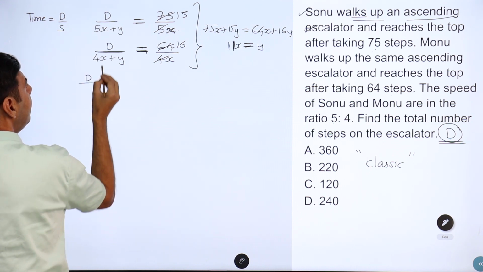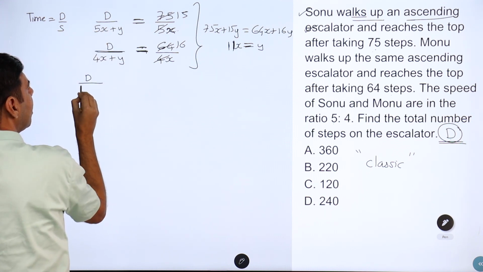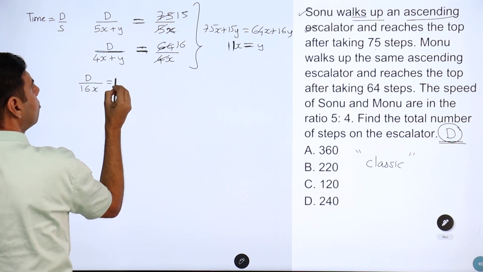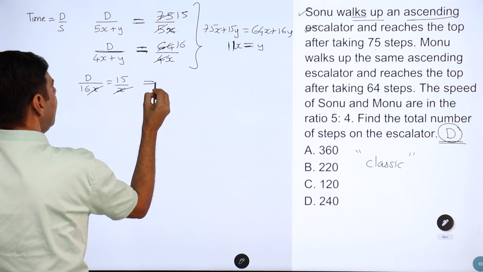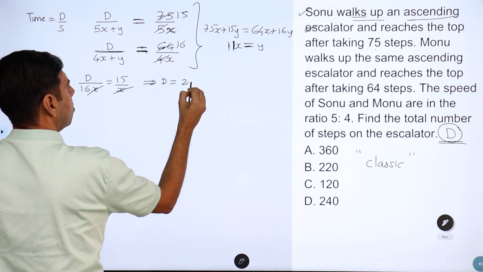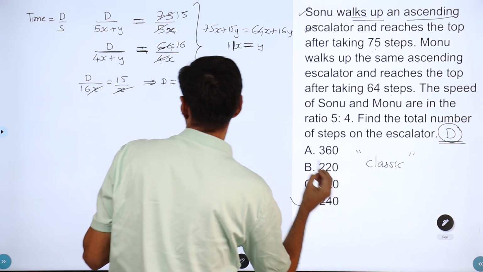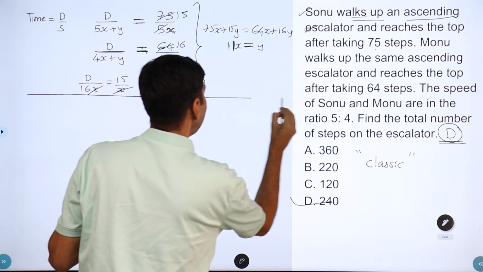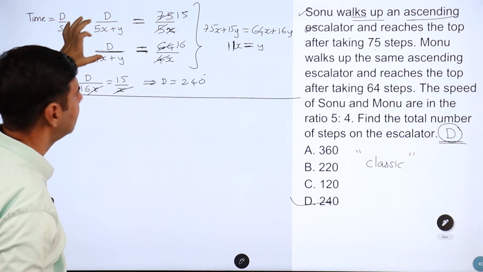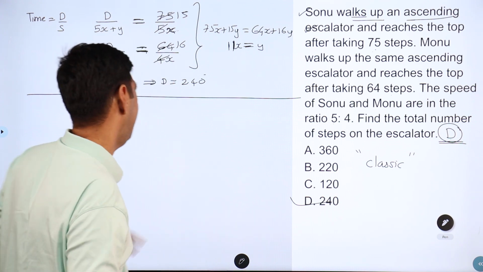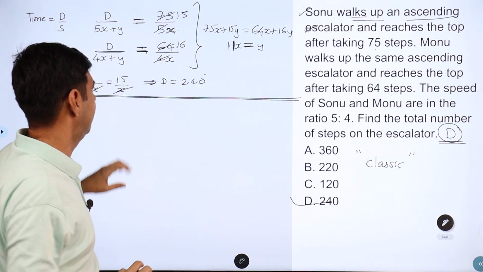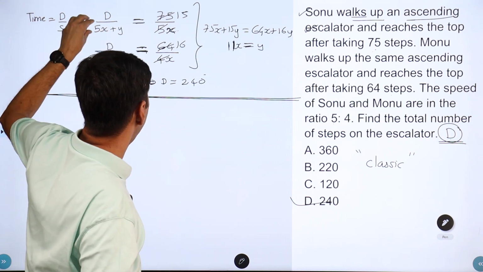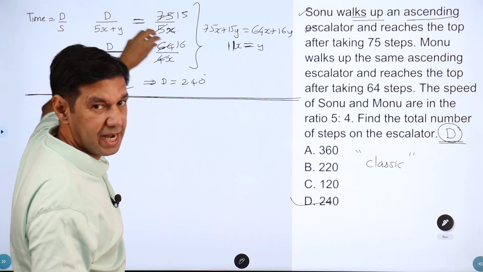So d over y is 11 and 5 is 16x, which is equal to 15 by x. So the x and x cancel out, and I get d is equal to 240. So that's my answer. So this is how the boats and streams idea is used. That's it. Not a great way, students. I'm not getting too much idea over here, though I still try to make some logical sense in the time being the same.